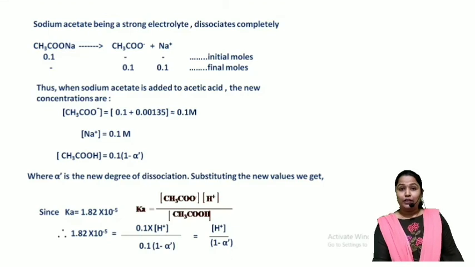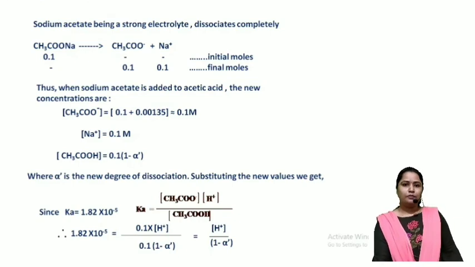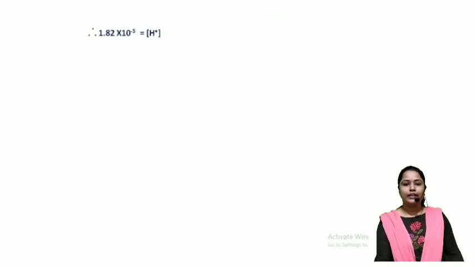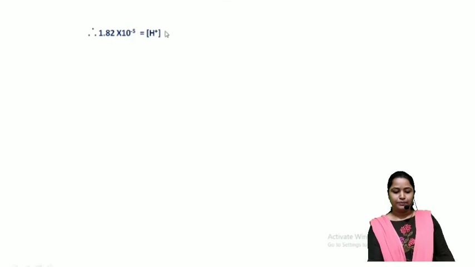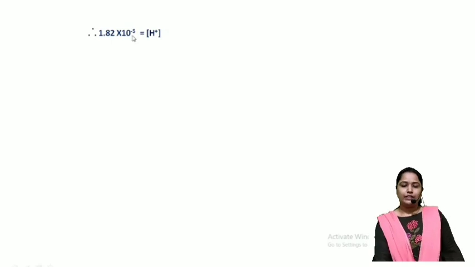Here again alpha dash is the degree of dissociation. Its value is very small because acetic acid is a weak electrolyte. Therefore, 1 minus alpha dash is nearly equal to 1. Therefore, in place of 1 minus alpha dash, we write 1. Therefore, the concentration of H plus ion is equal to 1.82 into 10 raised to minus 5. Here we get the concentration of H plus ion.